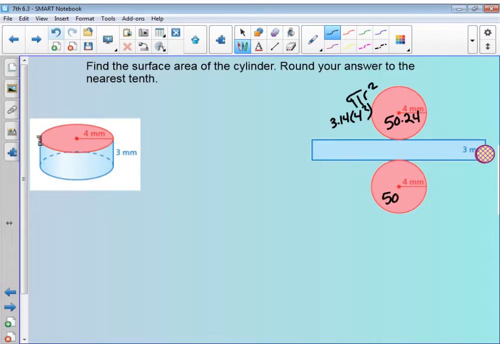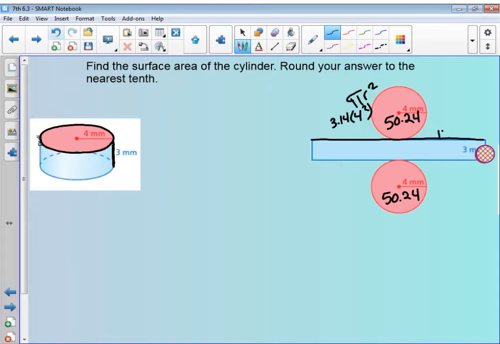So 50.24, okay? Now I'm gonna go ahead and do the area of that rectangle. Well, I know the height of the rectangle, or the height of this can, this cylinder, is 3 millimeters. I have to figure out what this distance is. So here's the part that you have to understand. This distance is actually this distance right here. So it's actually the circumference.